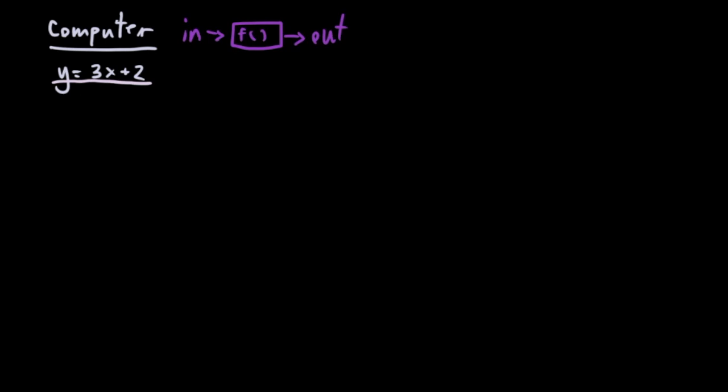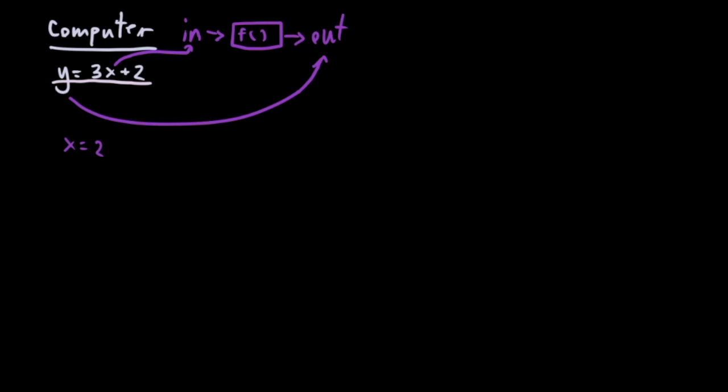So in this case, our input is going to be our x, and our output is going to be our y. The way we deal with this function is we use substitution. Let's say, for the sake of example, x equals 2. So then we're basically inputting 2 into our function, right?